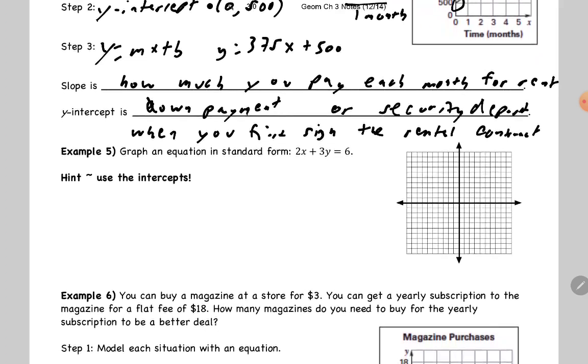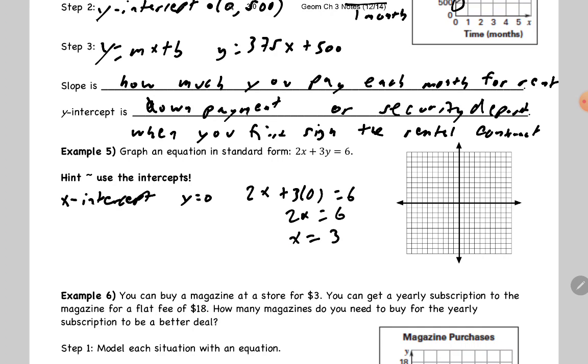Graph an equation in standard form: 2x plus 3y equals 6. Use the intercepts. I don't know if you remember this, but when we were using the x-intercept and the y-intercept, the x-intercept means y equals 0. So we're going to plug y equals 0 into this equation. I have 2x plus 3 times 0 equals 6, so 2x equals 6, so x equals 3. So I go to 1, 2, 3, and then make a dot.